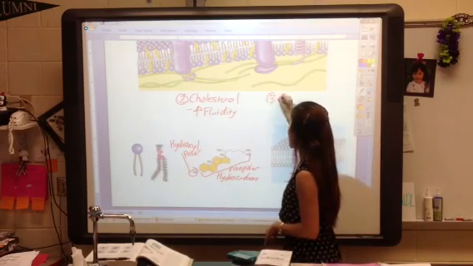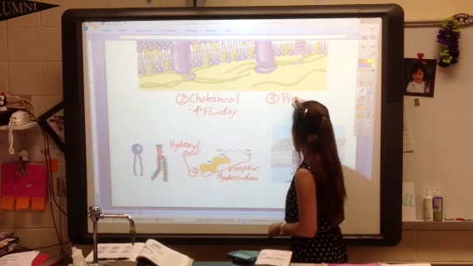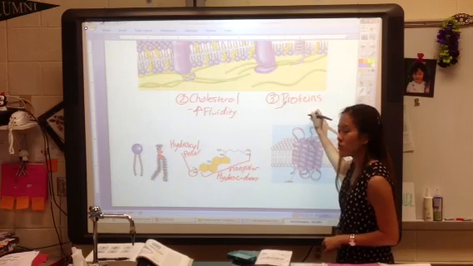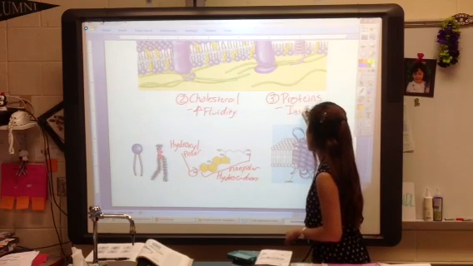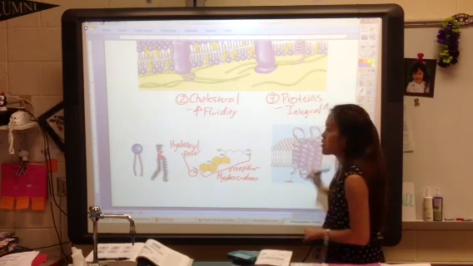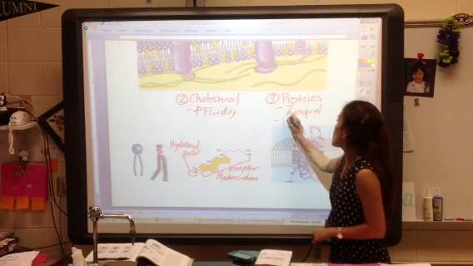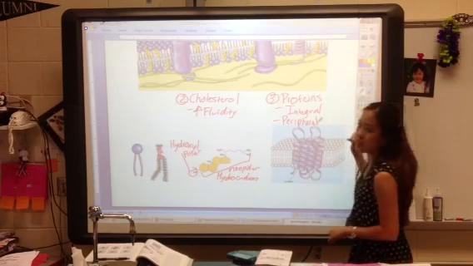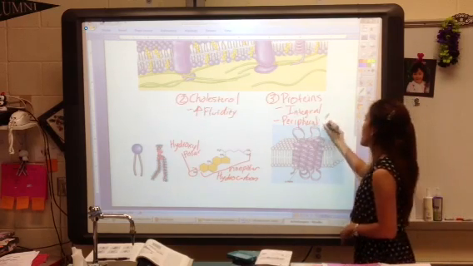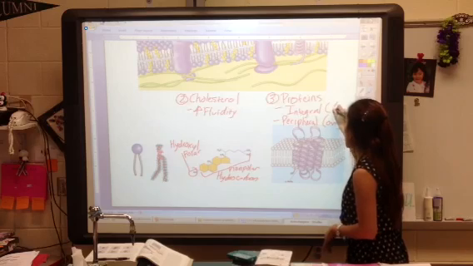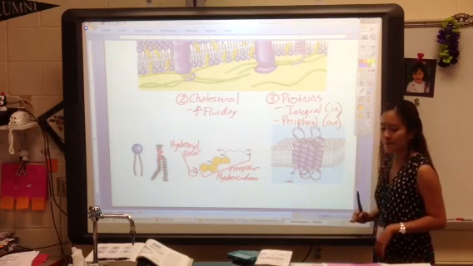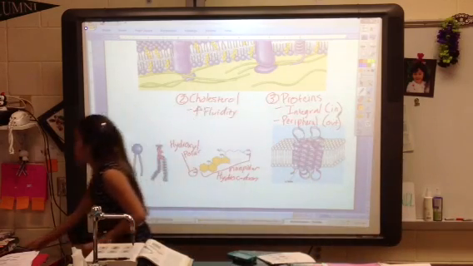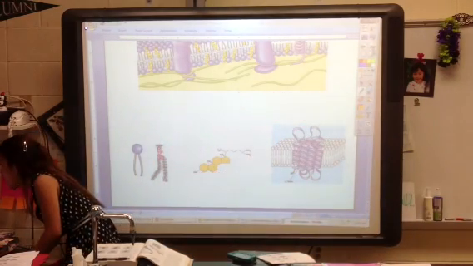Then the third component we really want to talk about are the proteins. There are 2 types of proteins that we'll talk about. Integral proteins that are going to stay within the cell membrane, and then peripheral proteins that are going to stay on the outside. So out, in. Okay? And so on the next page, we're going to look at some functions of those proteins.